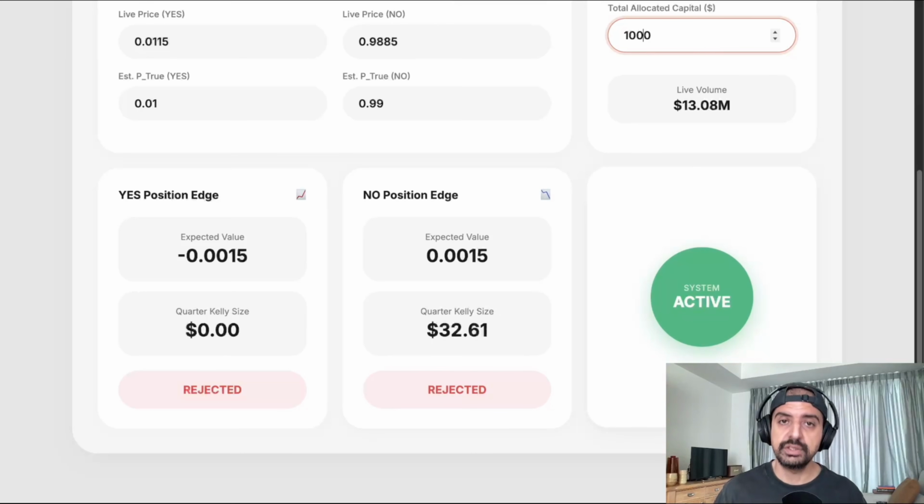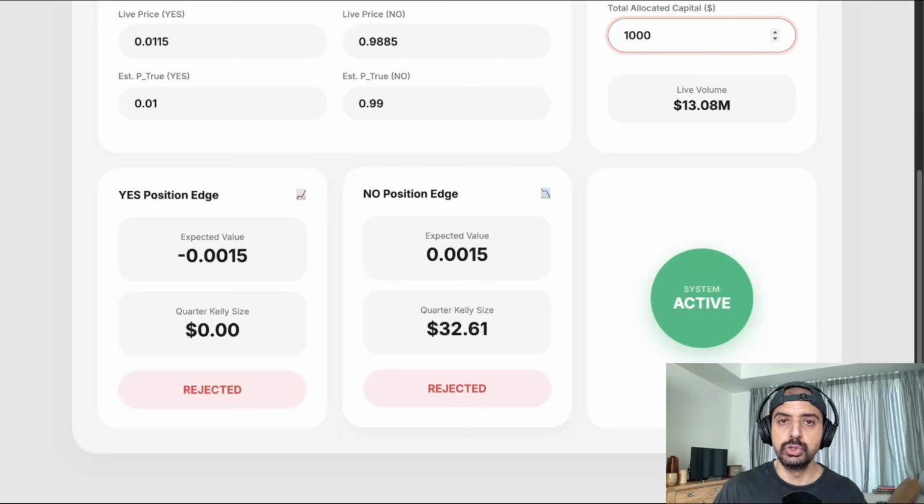So you're probably wondering, what does a quarter Kelly size mean? And basically, this is your optimal position sizing. And so this engine uses a fractional Kelly or a quarter Kelly formula to basically determine how much of your $1,000 that you can see here in the allocated capital or your bankroll to risk.